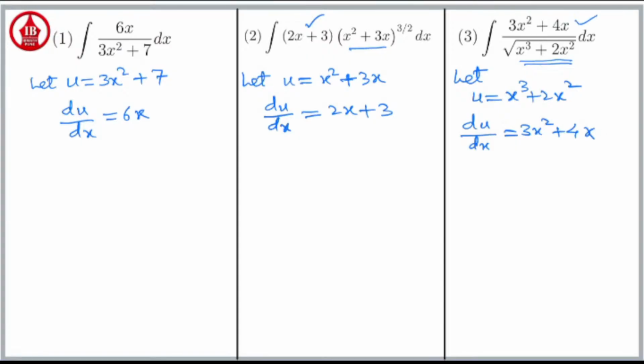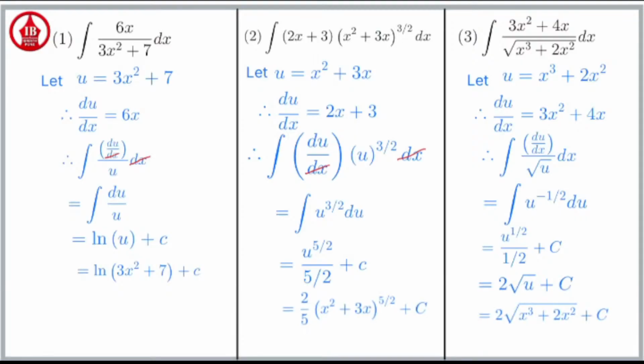Like that I have done it, and I have already solved the question so that your time is not wasted. So du by dx is 6x, so this becomes du by dx, the denominator becomes u, then dx and dx cancel. We are left with du by u. Now, a linear term in the denominator is integrated as ln of the denominator. So ln of u plus c. Now put back the value of u. The value of u was 3x squared plus 7, so we put it here.